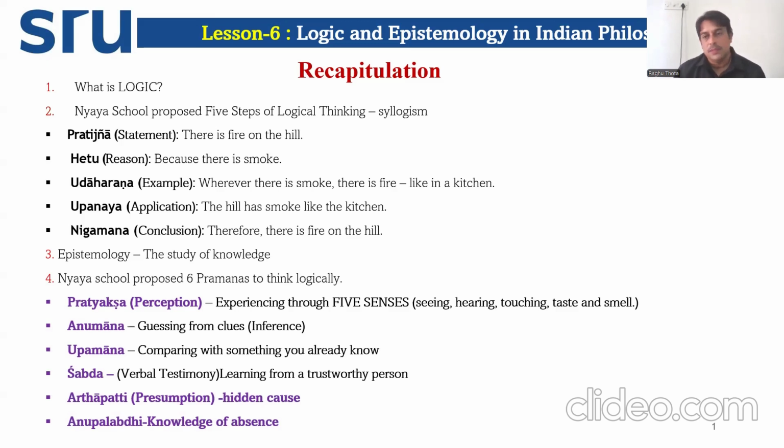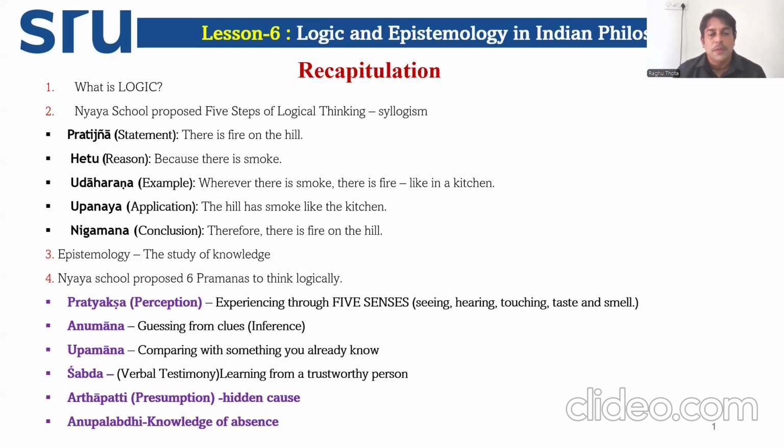Next one is sabda. You come to a conclusion by listening to the words of a trustworthy person. Maybe a very close friend said that something has happened in this way. You can trust him because you have known him for many years. Your mother said something, your father said something. You may believe that because you know them very well. They are all trustworthy persons to you. That is another way to come to the conclusion.